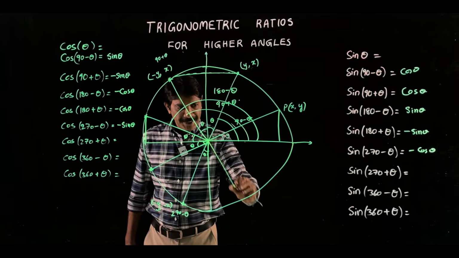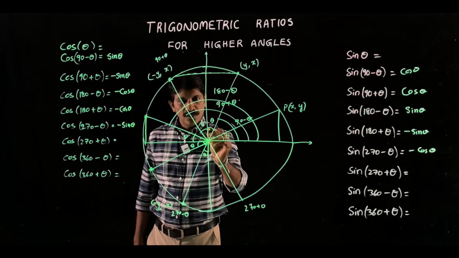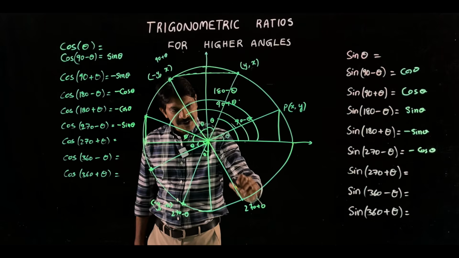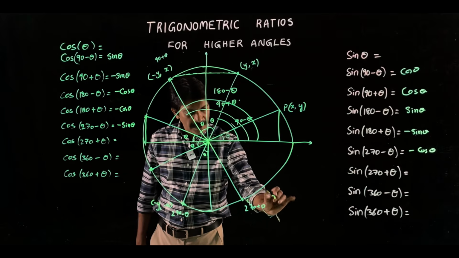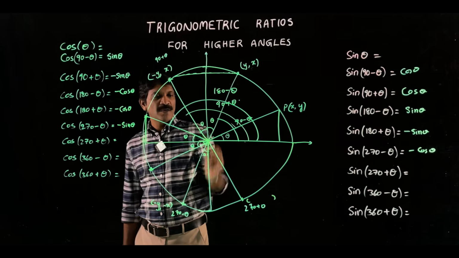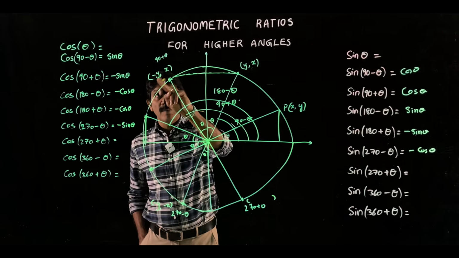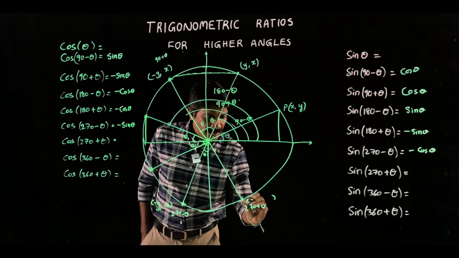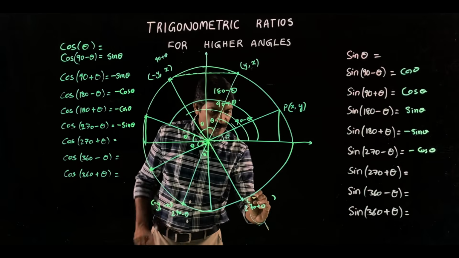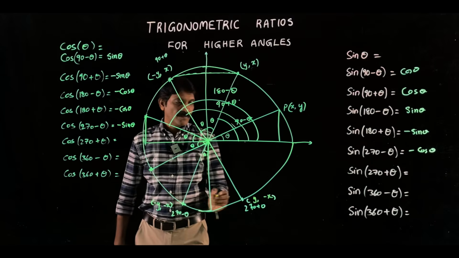Let us see 270 plus theta. From here to here it is 270 plus theta, and the coordinates of this point are nothing but exactly the image of this point, minus y comma x. This is in the second quadrant and this is in the fourth quadrant. Y comma x we have to write in the fourth quadrant, where the x coordinate is positive, so it is y comma minus x, and the y coordinate is negative.